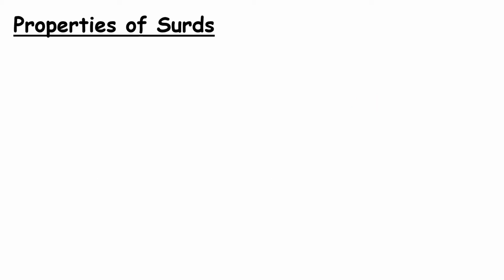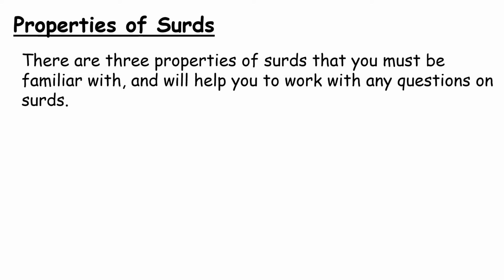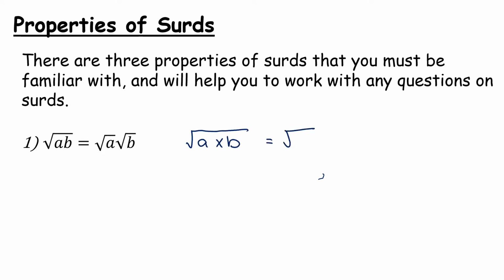So looking at the properties of surds now, there are really three that you need to know and you need to be able to work with. If you have the square root of AB, which means A multiplied by B, you can separate that out. It's like the square root of A multiplied by the square root of B. So if you think of it like this, I have A multiplied by B. That's the same as the square root of A multiplied by the square root of B. You could look at this as the multiply can happen underneath the square root or outside the square root.